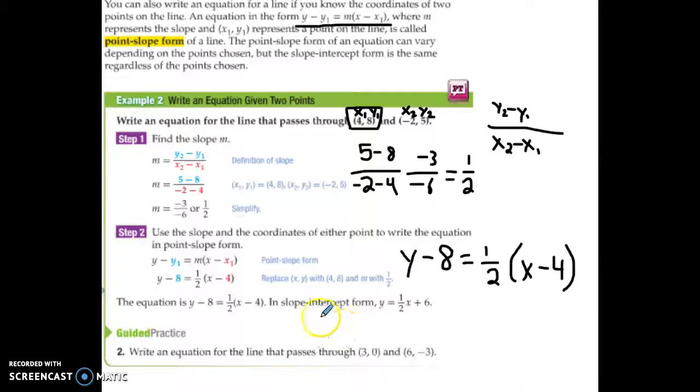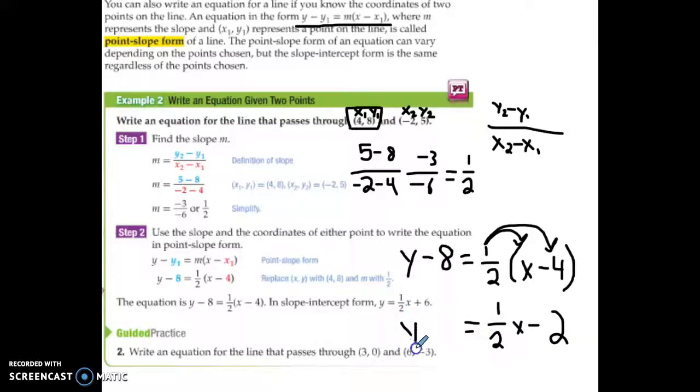But if they ask for it in slope-intercept form, meaning y is by itself, we have to do a little manipulating. So to get y by itself, I want to distribute whatever my slope is. I'm going to distribute to both numbers here. Distributive property we talked about a long time ago. 1/2 times x is 1/2 x minus 1/2 of 4 is 2.